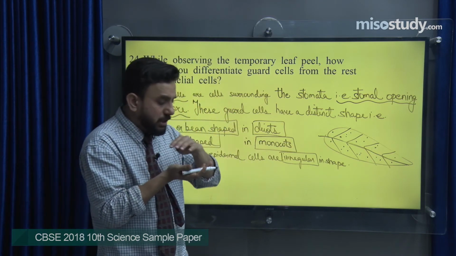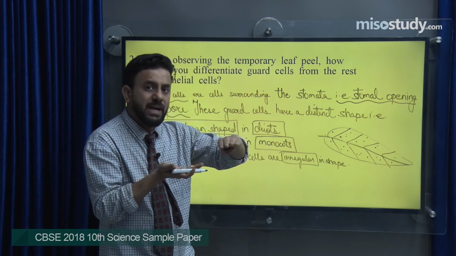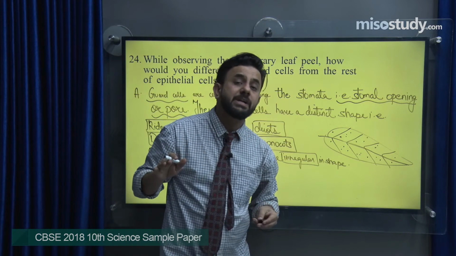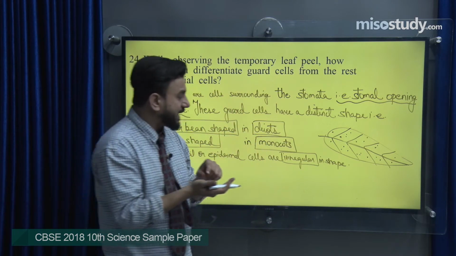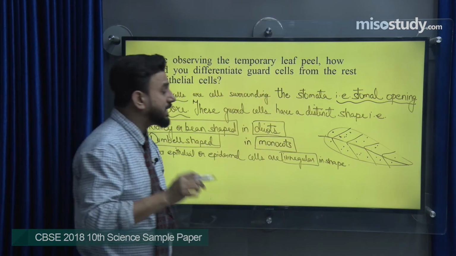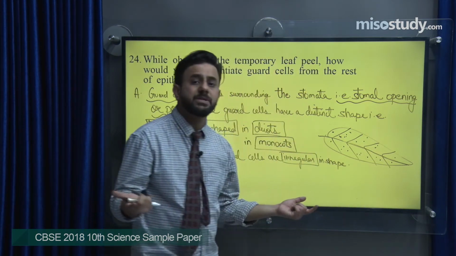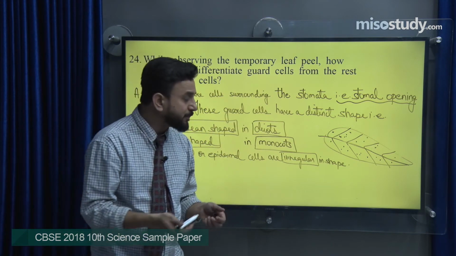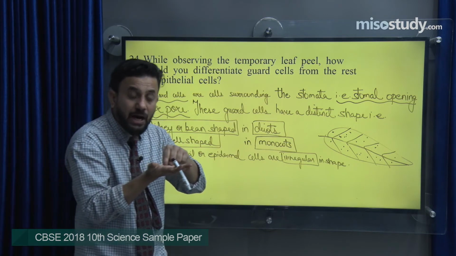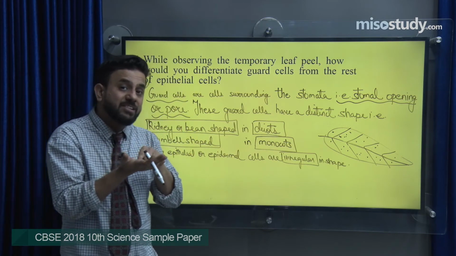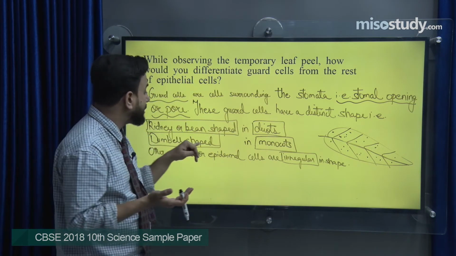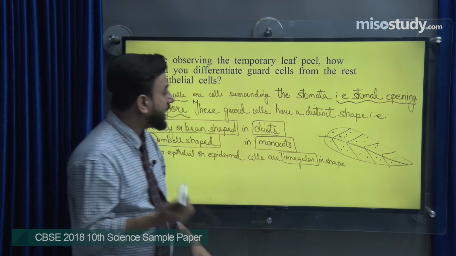Surrounding these, when you consider a section of the leaf like this, there will be many cells. All these are epidermal cells. Those epidermal cells which surround the stomata are called the guard cells, while the other epidermal cells are simply the epidermal or the epithelial cells, right? So those which are surrounding the stomatal opening or pore or the stomata are called the guard cells. These guard cells have a distinct shape. They are kidney or bean shaped in dicots, and they are dumbbell shaped in the monocots. Okay.